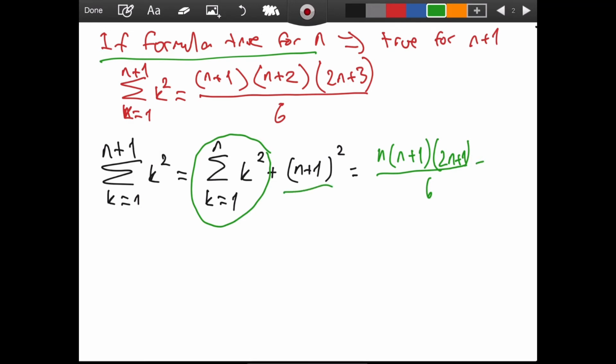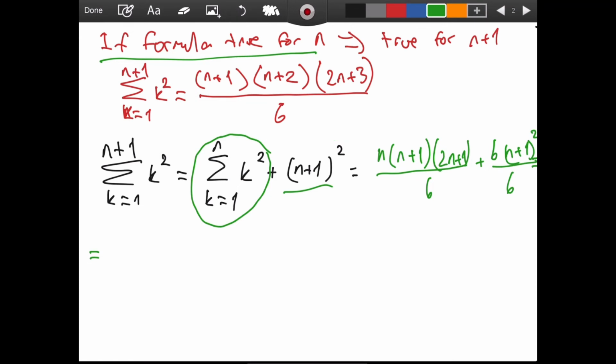But I want to have a common denominator, so I will just multiply by 6 and divide by 6. And I like that we have a 6 in the denominator, because here we have a 6 as well. So this is a good sign. And we now need to manipulate this expression, and we will check if it is equal to this thing in the red.